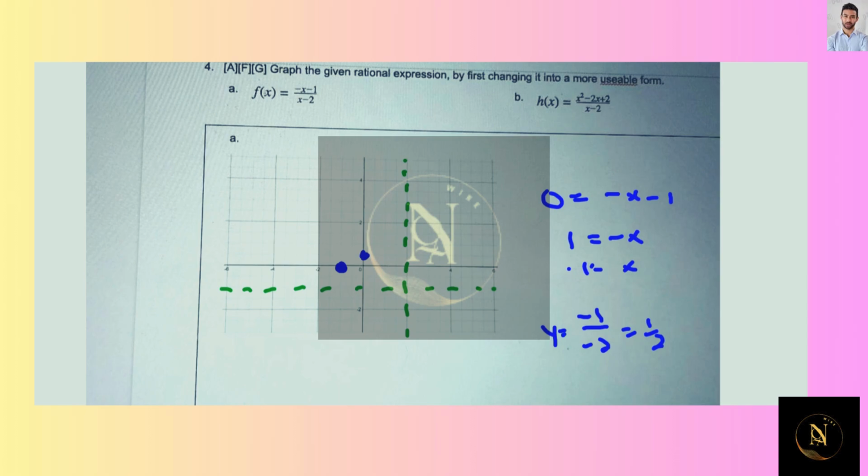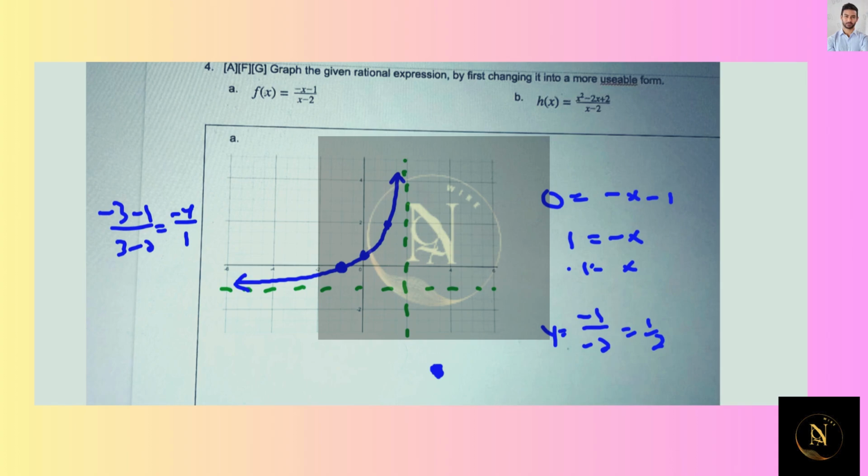And then a couple other points, like if you put 1 in for x, you'd have -1 minus 1, which is -2, over 1 minus 2, which is -1. So -2 over -1 is +2. And then we can check, like, when x is 3, you'll have -3 minus 1 over 3 minus 2, which is -4 over 1, which is -4. So 3, -4. I'm just estimating where that is here.